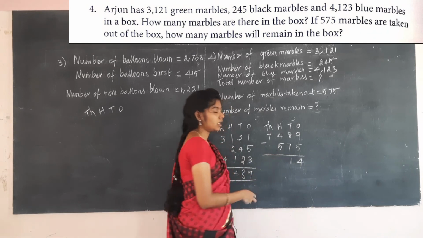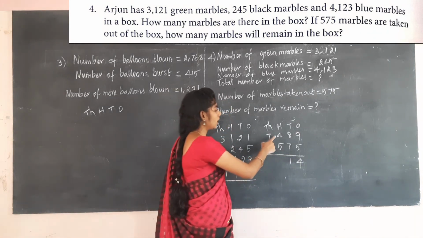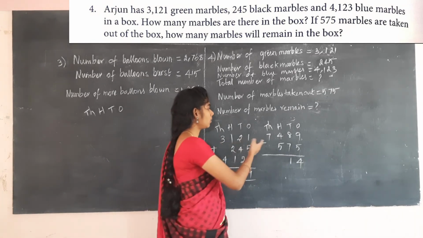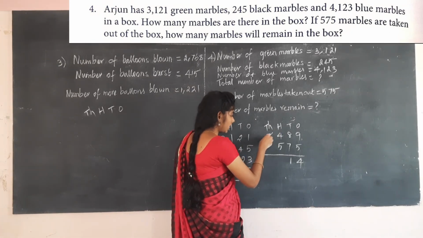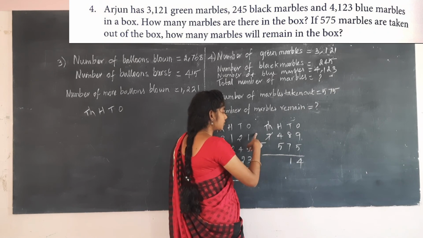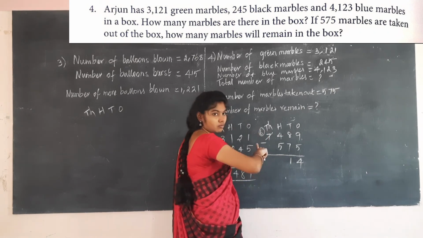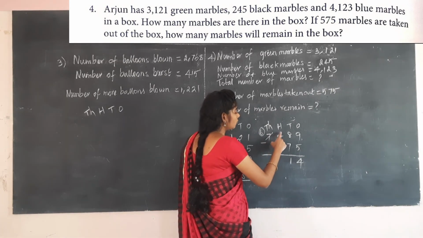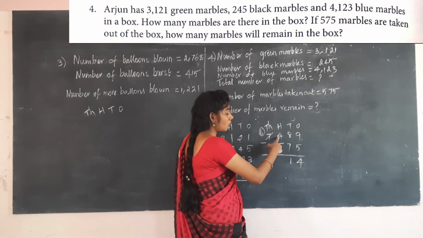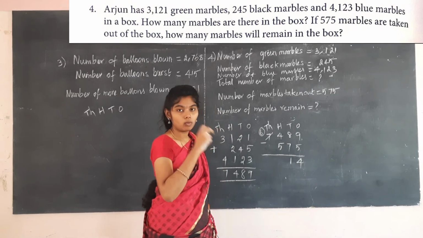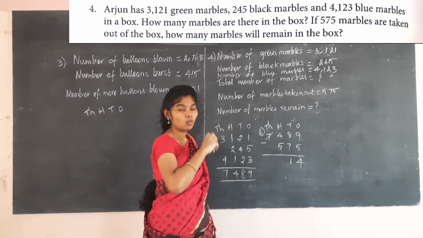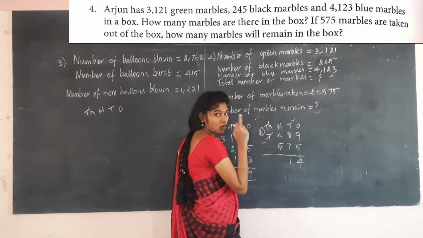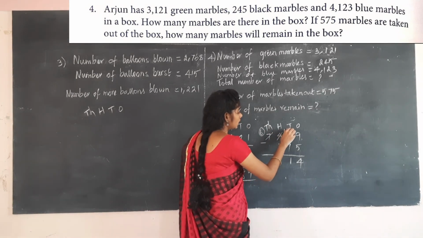4 minus 5. Here the first number is smaller than the second number. So what do we have to do? We have to borrow from the thousands place number. So cancel 7 and write the number before 7, that is 6. So that 1000 will be carried over to the hundreds place. So write 1 before the 4. Then why are you adding 1 before the 4? Because 10 hundreds are carried over to this. So 10 plus 4 is 14. So you will get 14 here.